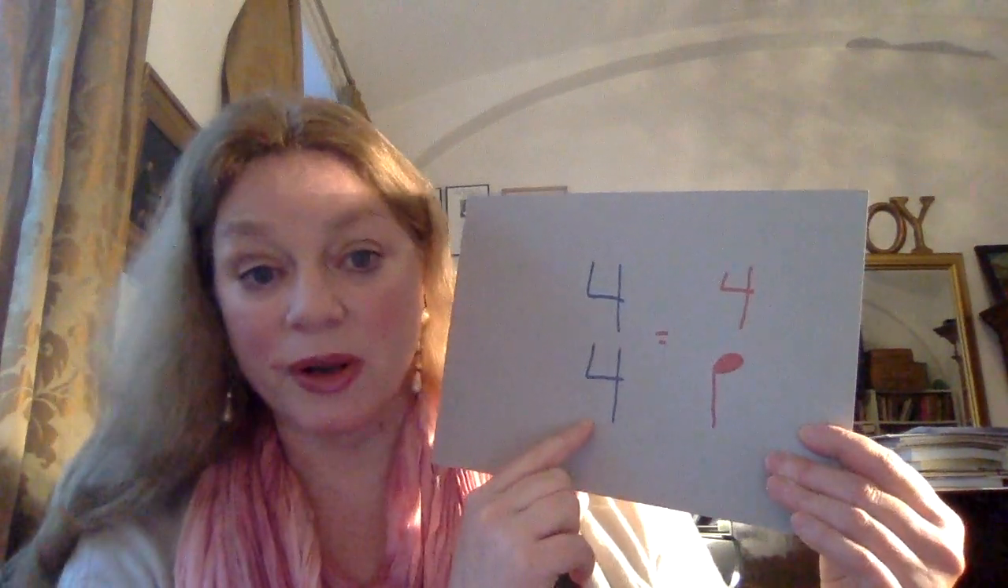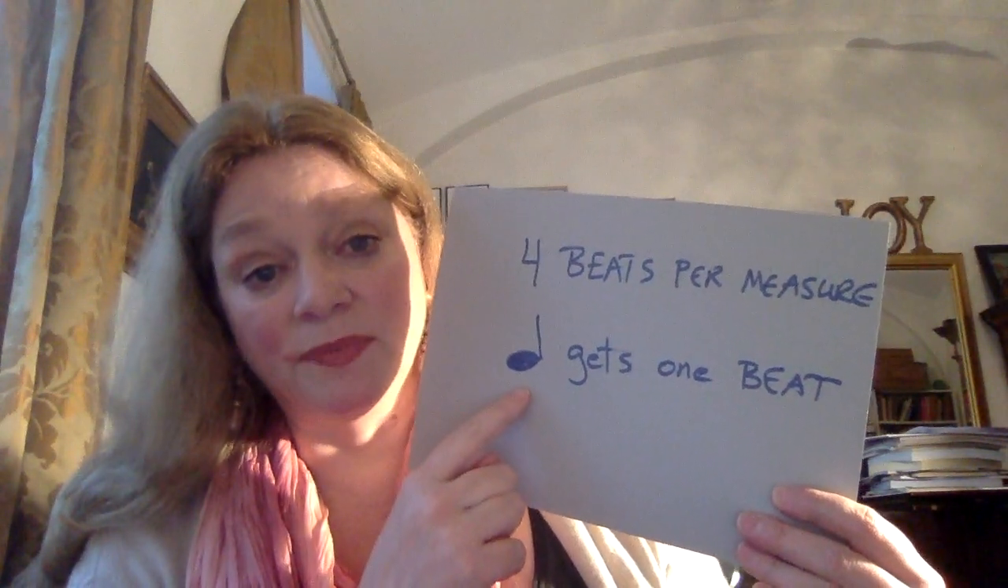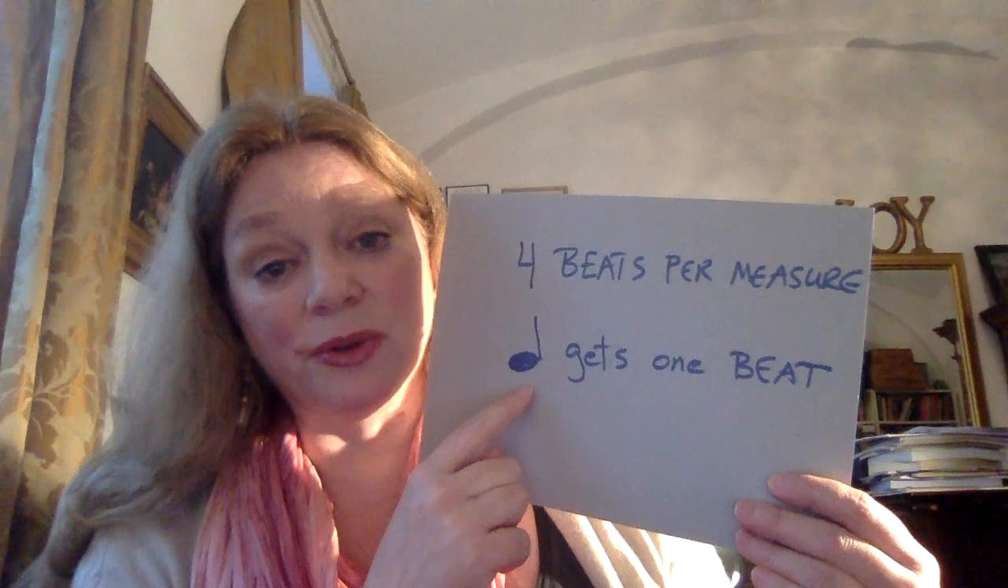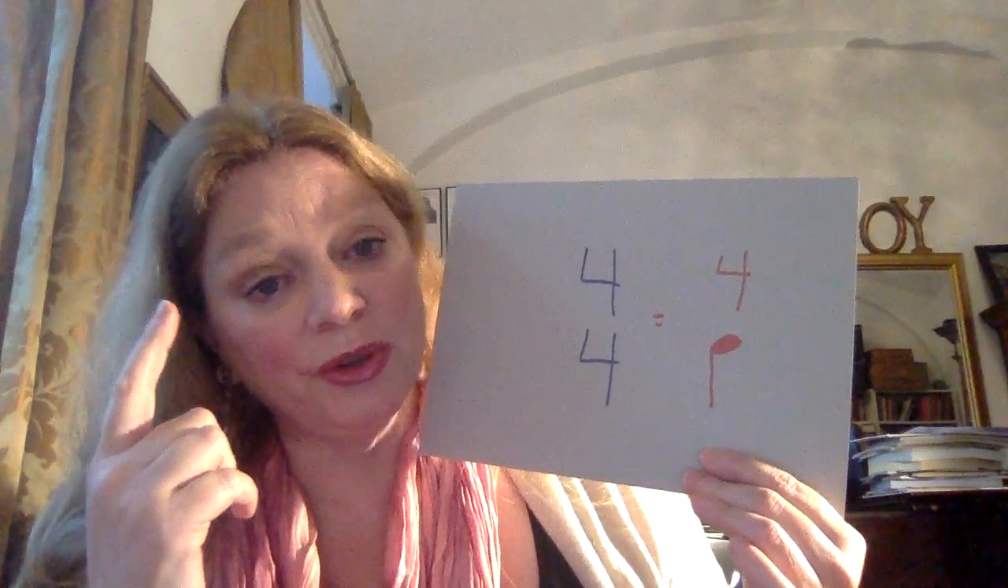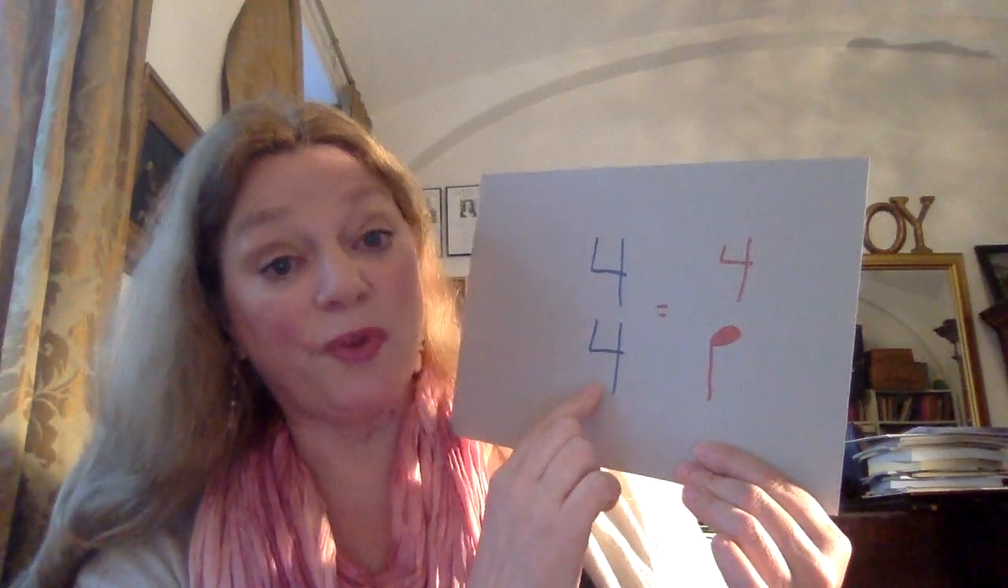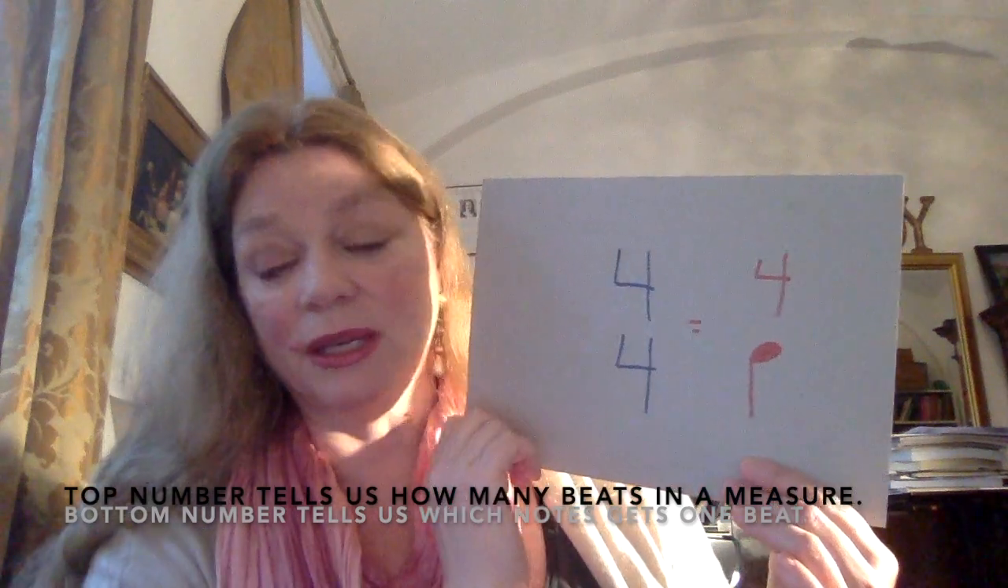The bottom 4 is a little more complicated. The bottom 4 tells us which note gets 1 beat. And in 4/4, the quarter note gets 1 beat. The 4 represents the quarter note. There are 4 quarters in a US dollar. 4 quarters, quarter note. The 4 represents the quarter note in our time signature. It's a little more complicated, this bottom number. The top number is really easy. It tells us how many beats in a measure. That should be very easy for you.